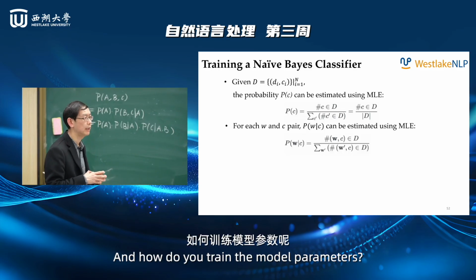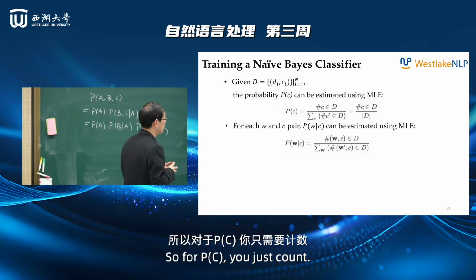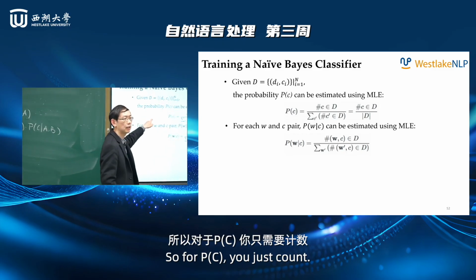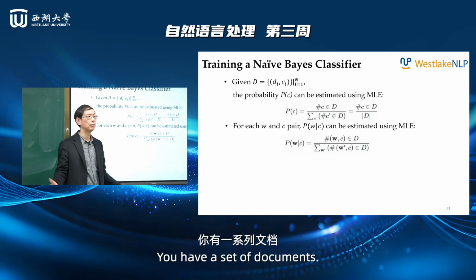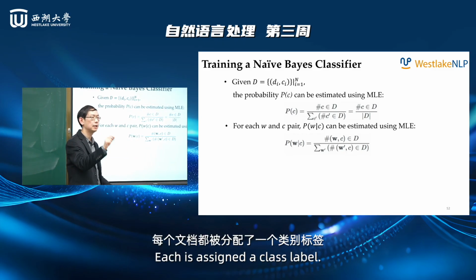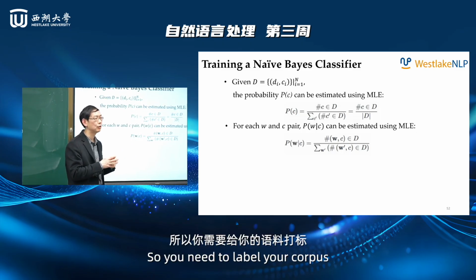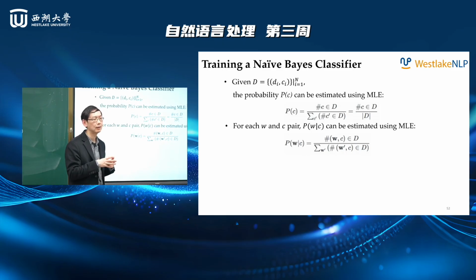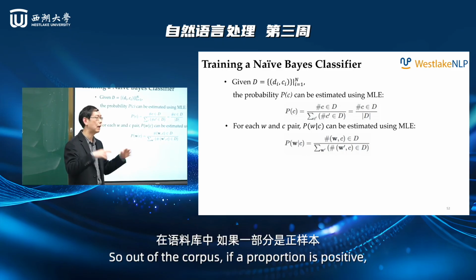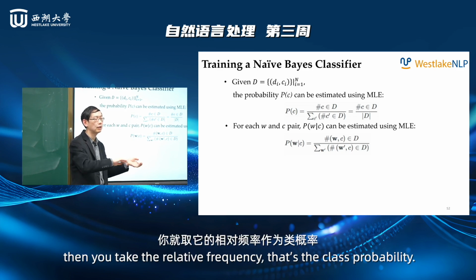And how do you train the model parameters? So for P(C), you just count, okay? You have a set of documents. Each is assigned a class label. So D, C pairs are your training data. So you need to label your corpus, right? Okay, so out of the corpus, if a proportion is positive, then you take the relative frequency, that's the class probability.